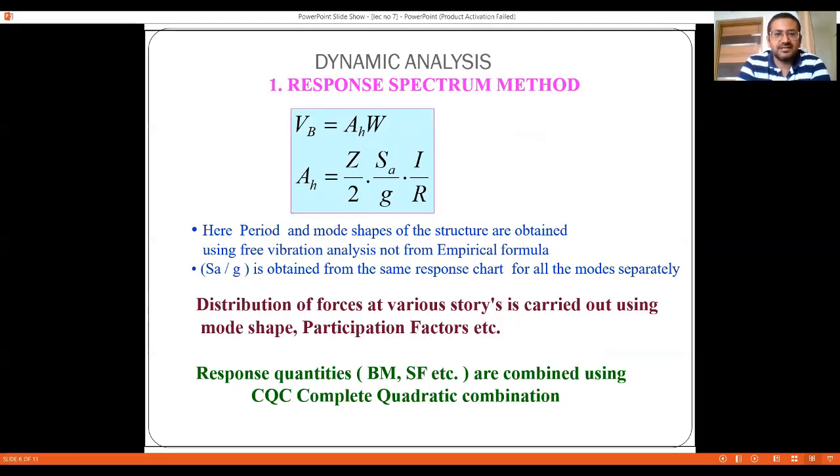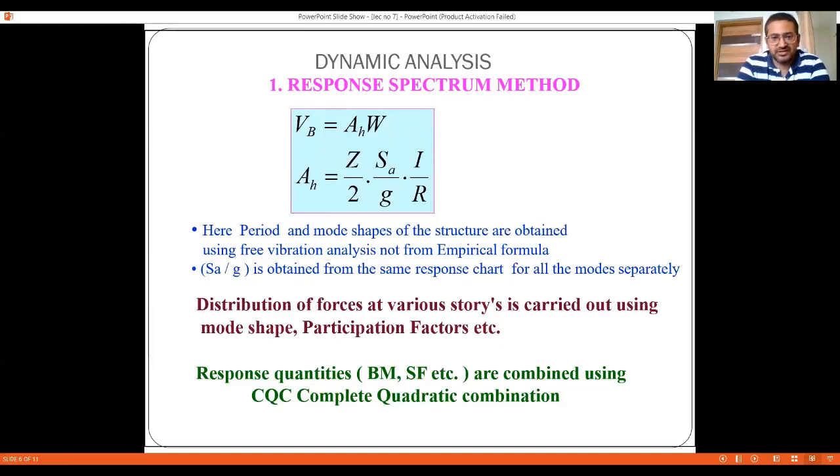Now, in the basics of the response spectrum method, the calculation of forces is more or less the same, using the formulas that we use for the static coefficient method. That is VB is equal to H into W, and H is equal to ZISA by 2RG. But the difference here is that the period and mode shape of the structures are obtained using free vibration analysis and not empirical formulas, right?